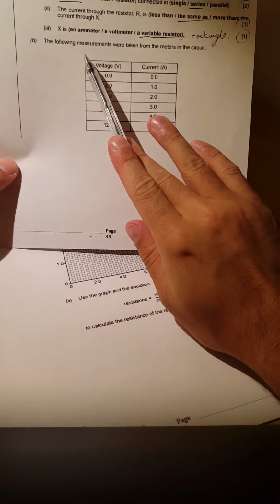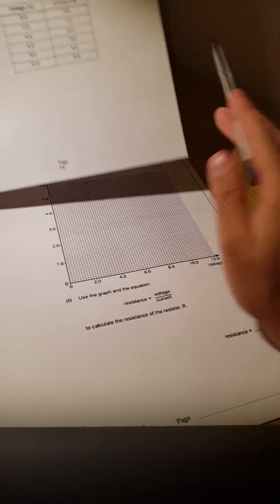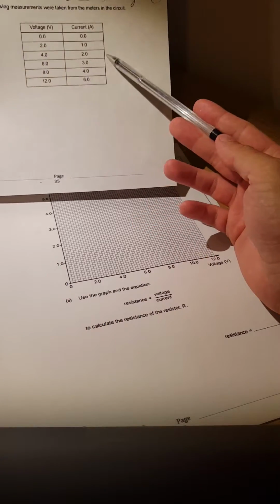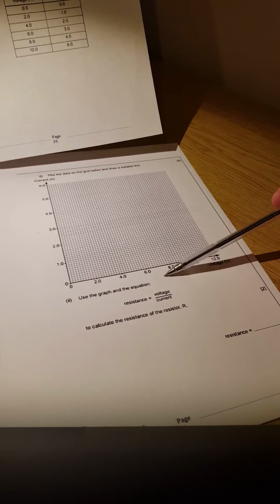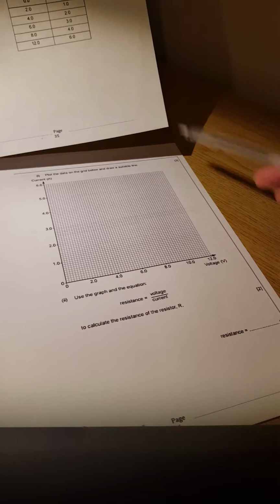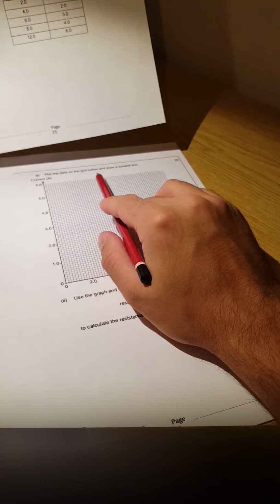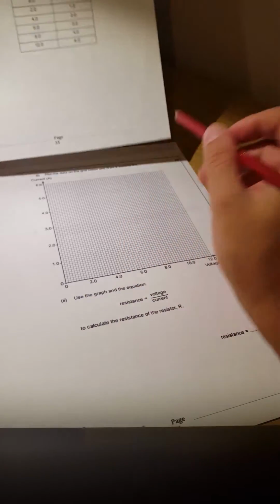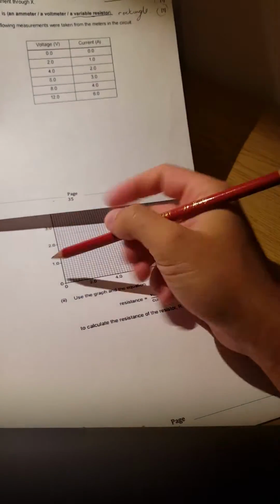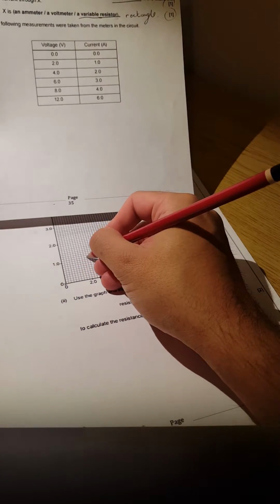Now, the following measurements were taken from the meters in the circuit. Voltage and current. If we have a look on the graph, we've got voltage on the left, current going up. It then says, plot the data onto the grid below and draw a suitable line. So let's have a look. We've got 0, 0. Pencil, small dotted line. Then we've got 2, 1.